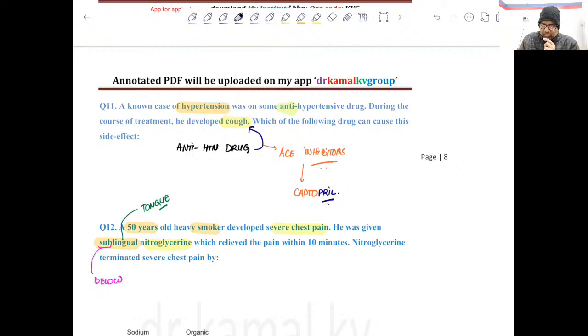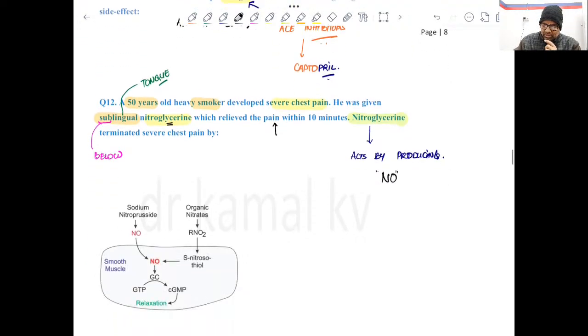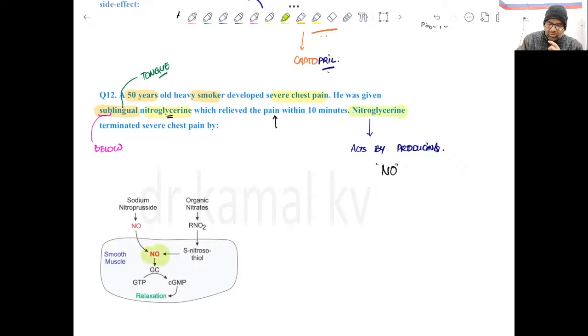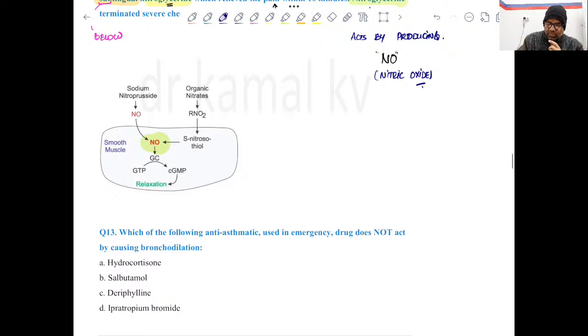Now moving forward to this question. The patient was given a sublingual nitrate, and the pain resolved very quickly. Now this nitroglycerin, how does it act? It acts by producing NO, that is nitric oxide. Clear? So it acts by producing nitric oxide. This is how it benefits in angina. Clear?